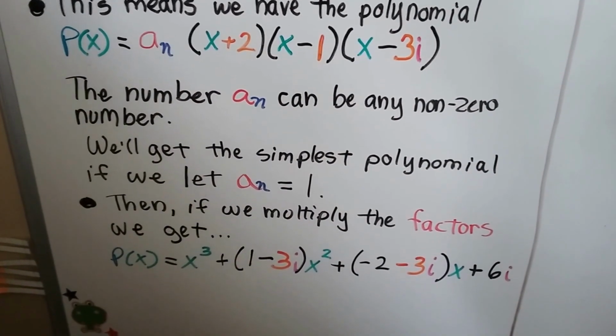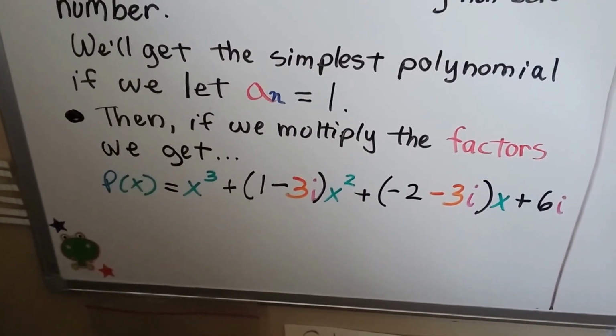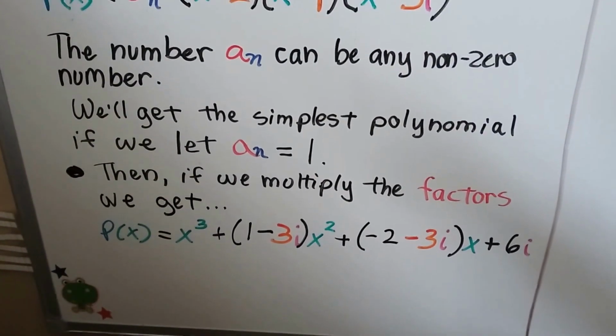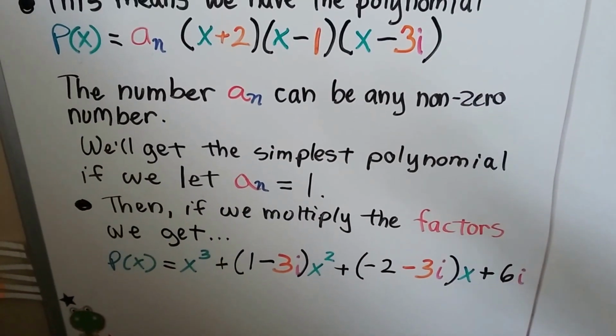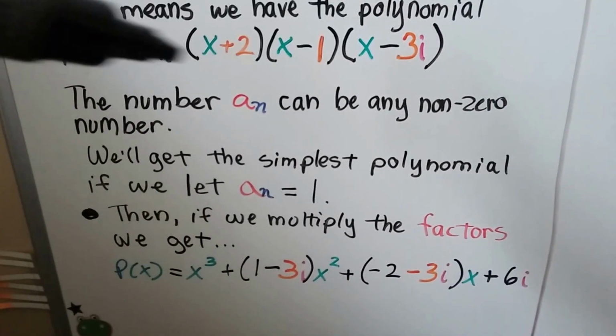Then, if we multiply the factors, we get p of x equals x to the third plus 1 minus 3i, x squared, plus -2 minus 3i, x plus 6i. See?